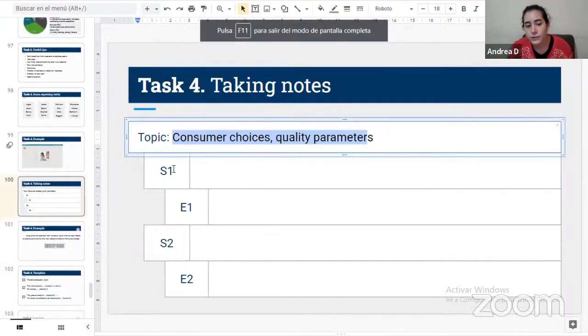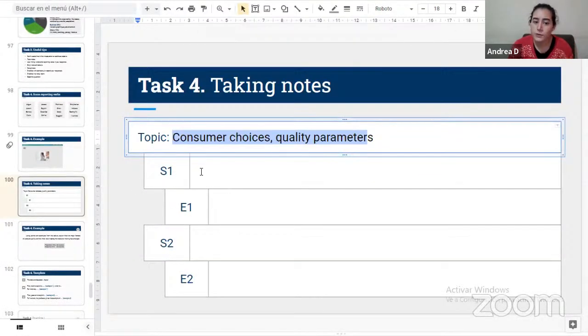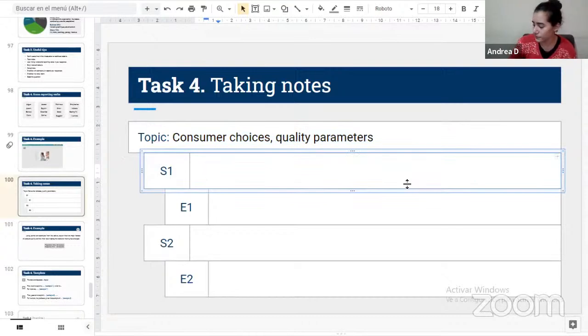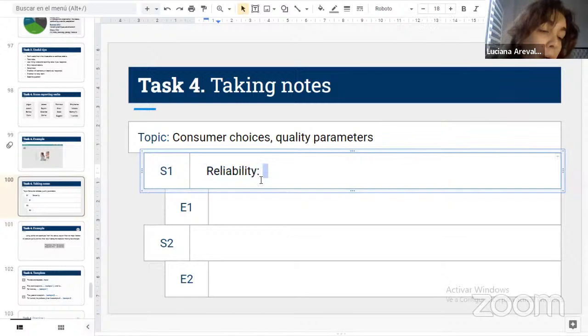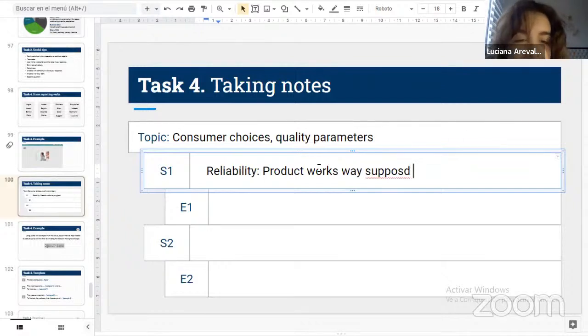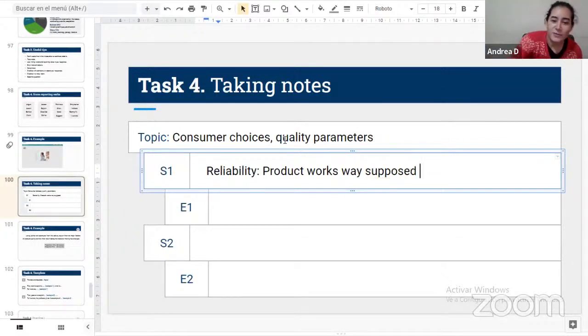Now, moving on, as for the subtopics and the examples, do you guys remember what the first subtopic was? Reliability. Okay, that is great. Reliability. Did we have a definition for reliability? Yes, well, I took notes. When a product works the way it's supposed to, it's expected to work. Okay, when a product works the way it's supposed to work. Okay, great. Anything else you guys want to add there?